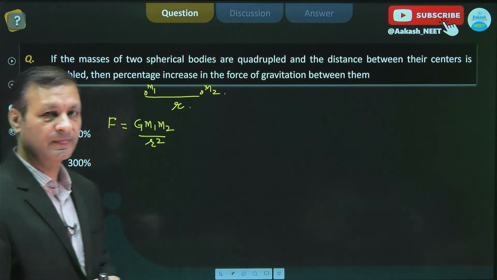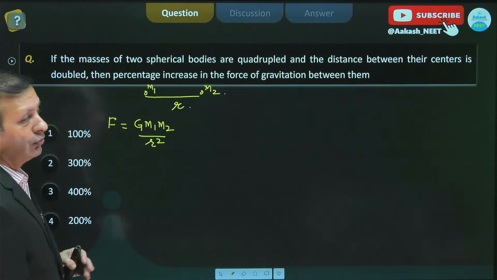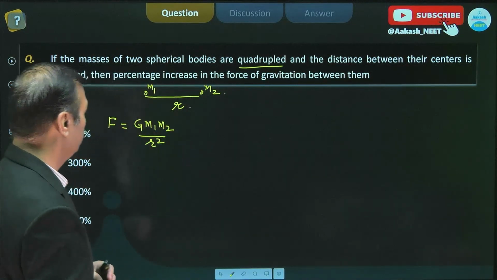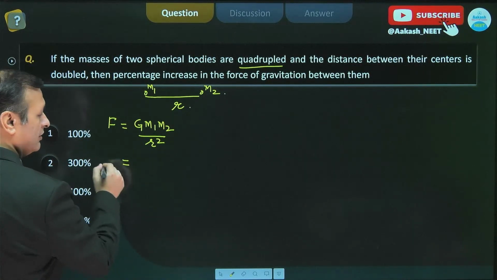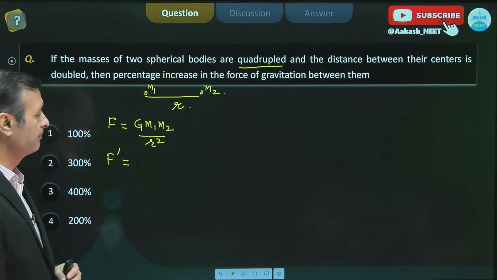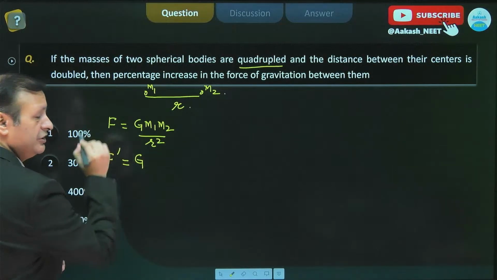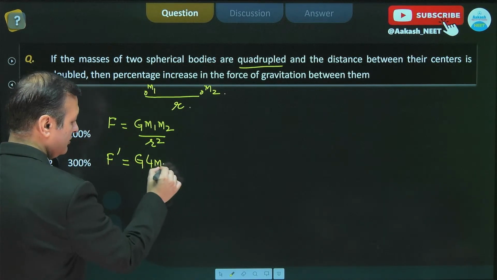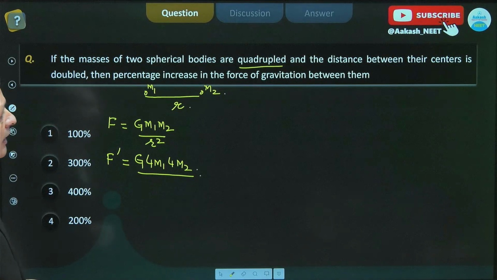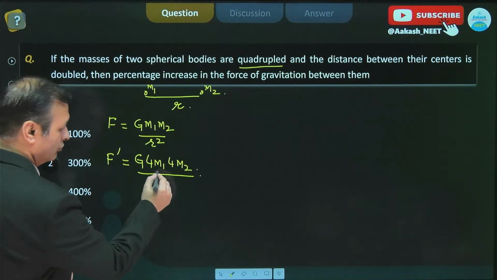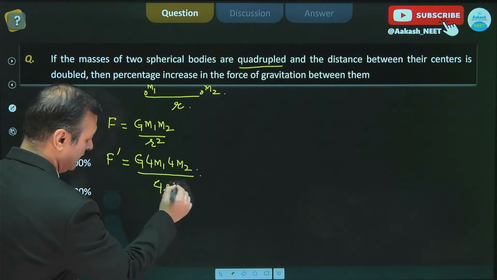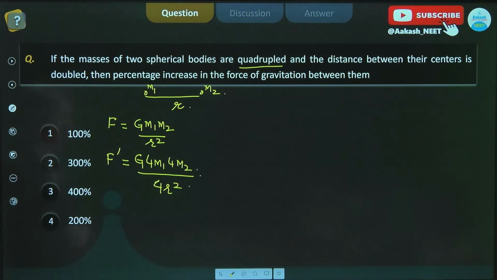r square. So this is the formula. Now the question says, if masses are quadrupled. So what do you mean by quadrupled? The new force, I am labeling it as F prime, is G, and the masses are quadrupled, meaning these masses are 4 times. And the distance between centers is doubled, so their separation is doubled. So this becomes 2r whole square, which makes 4r square.